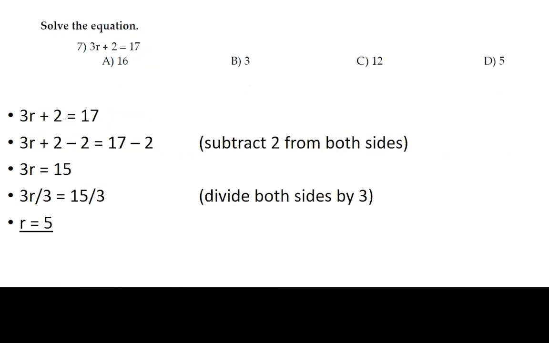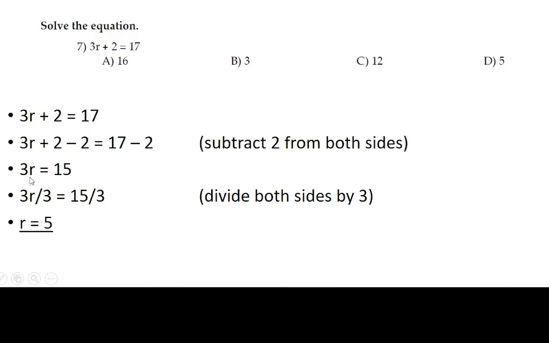Number 7. We want to solve 3r plus 2 equals 17. We want to go ahead and start by trying to get the r by itself, which means we need to get the 3r by itself, which means we need to undo adding 2 with subtracting 2. Whatever we do on one side, we do on the other. So we're subtracting 2 from both sides. That leaves us with just the 3r on the left, and 17 minus 2 gives us 15 on the right.